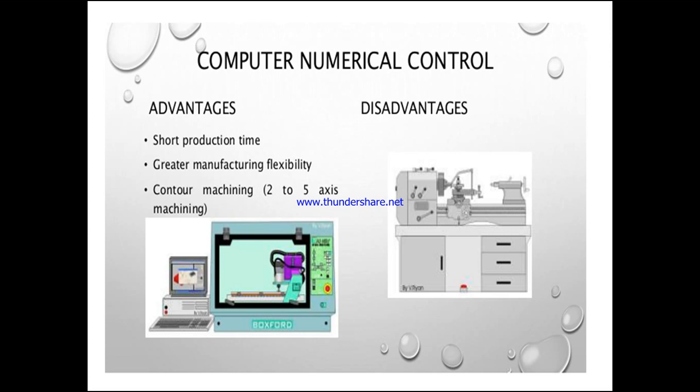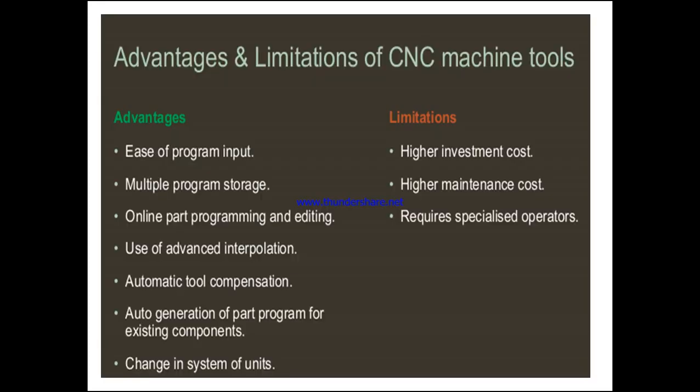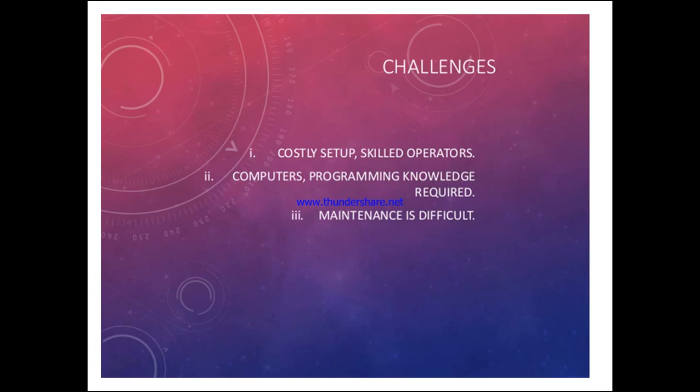The advantages of numerical control are short production time, that is, less time required, greater manufacturing flexibility, and contour machining, that is, 2 to 5 axis machining can be done. The disadvantages of computer numerical control are higher cost as well as higher maintenance, and it requires specialized operators.